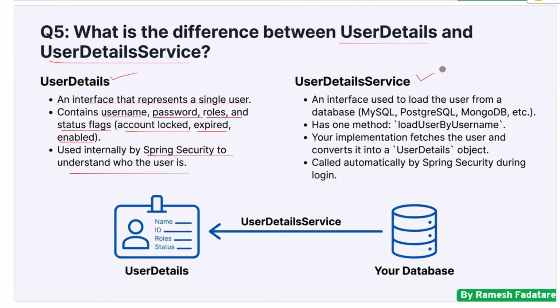UserDetailsService is an interface used to load the user from a database. It has one method called loadUserByUsername. Inside this method, you fetch the user from the database and convert it into a UserDetails object. Spring Security calls this method automatically during login. This separation allows you to use any database such as MySQL, PostgreSQL, MongoDB, or even an in-memory list.